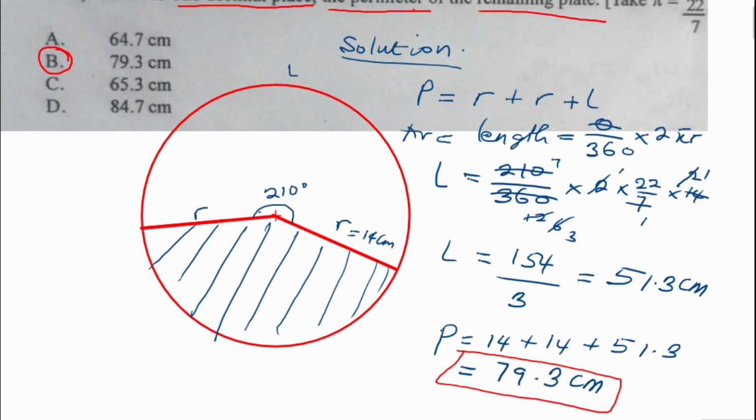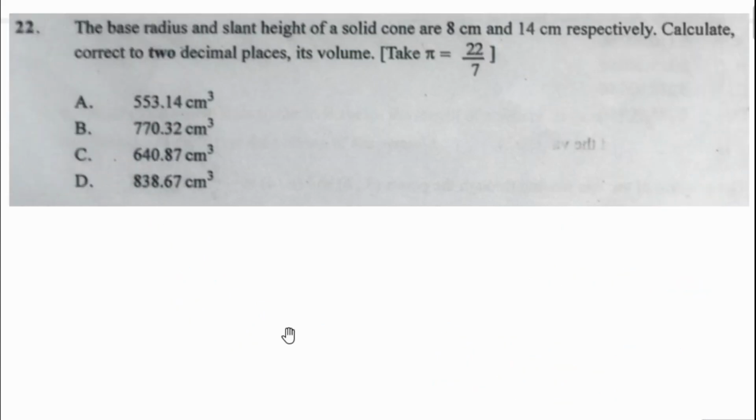We move on to the next question, question 22. Question 22 says that the base radius and slant height of a solid cone are 8 centimeters and 14 centimeters respectively. Calculate correct to 2 decimal places its volume. Take pi equals 22 over 7. Let me quickly sketch how our diagram is supposed to look like.